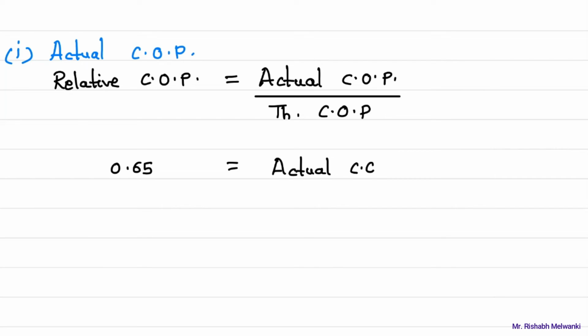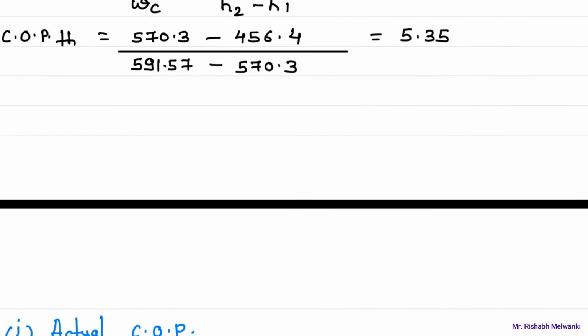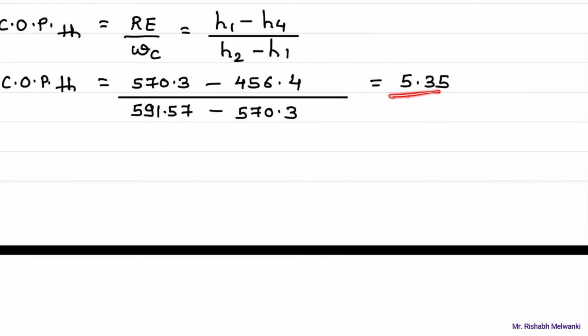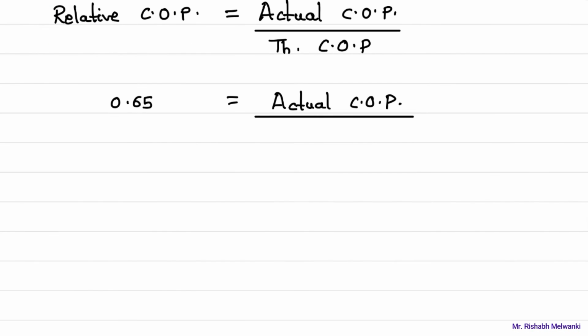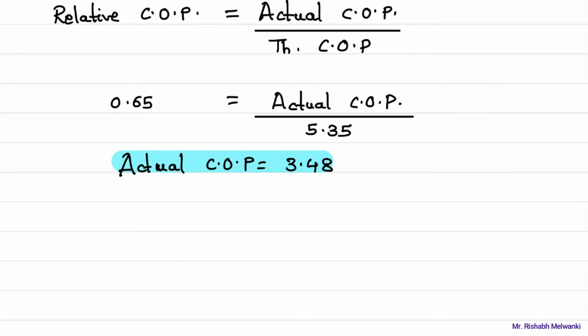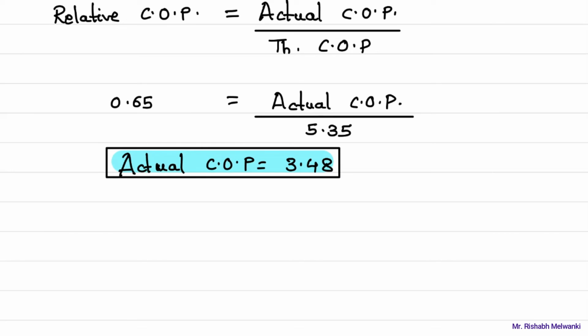and the theoretical COP we have found out already. What is that value? 5.35. So what is the value of actual COP? 3.48. So this is answer number 1. Okay, now what is the next question?